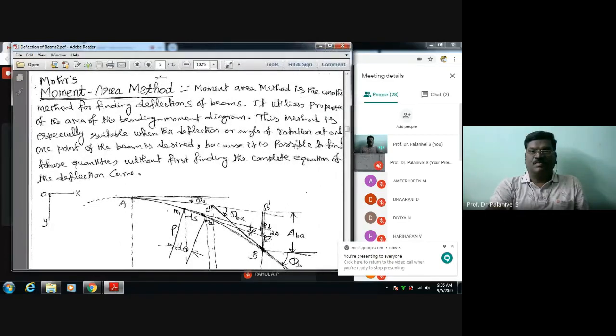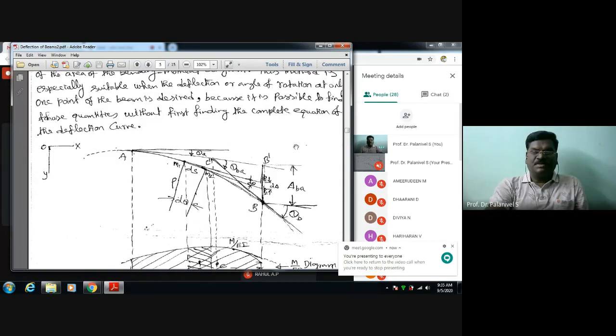Hope the notes are visible to you all. Last class I just started this moment area method. I also told you that by this method it is possible to determine the slope as well as the deflection at any required point on the beam. It means we can determine the angle of rotation of that point by this method.